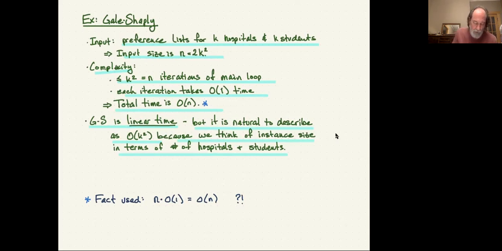Okay, now just before we move on, I did something here, right? I took this step: N iterations with big O of one time is big O of n. That sounds intuitively reasonable. But mathematically, what happened? I used a fact that I would write this way: N times big O of 1 equals big O of n.